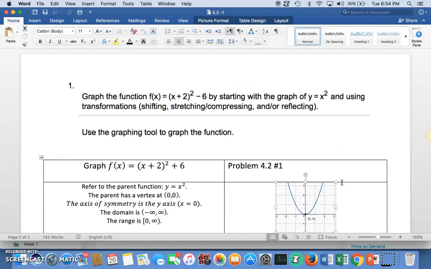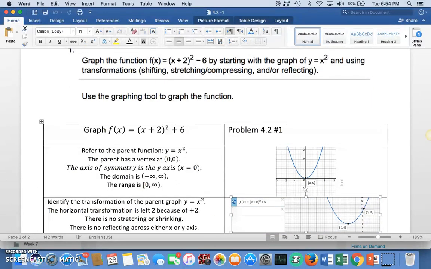Now, the first one is more or less referring back to, I think it was section 3.5 with transformations. They want you to graph this based on a transformation. So you will look just like you always did. The parent here is y equals x squared. It looks like this with a vertex at 0, 0. Its axis of symmetry is x equals 0. Its domain is all real numbers. The range is 0 to infinity.